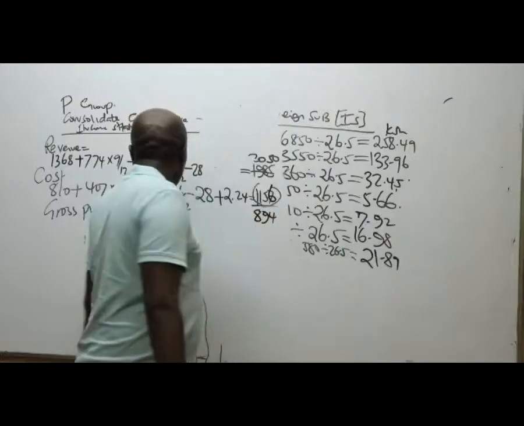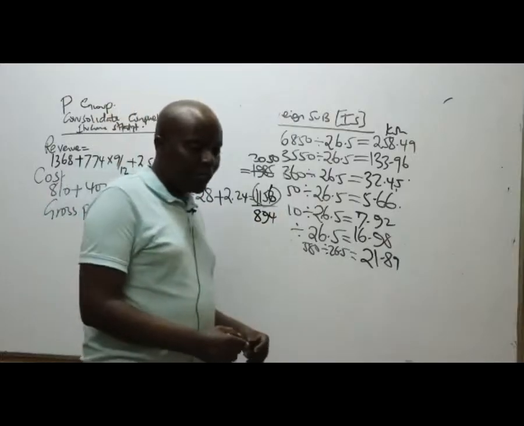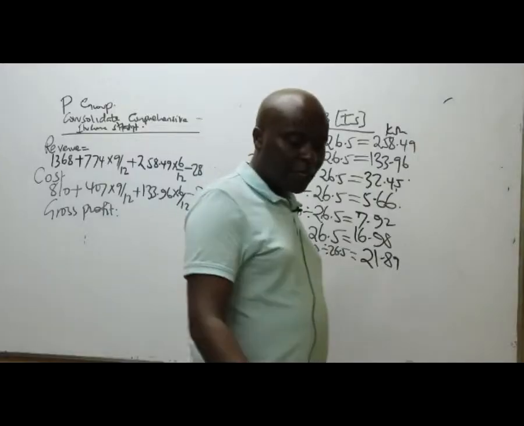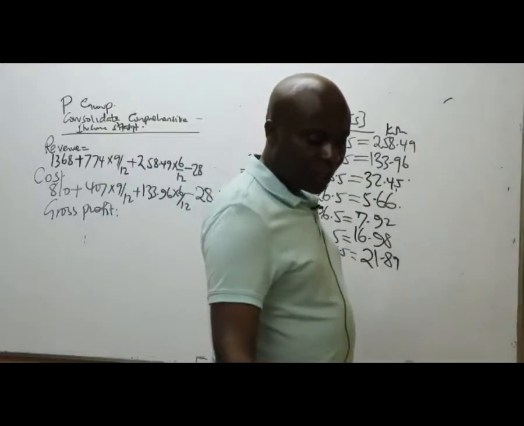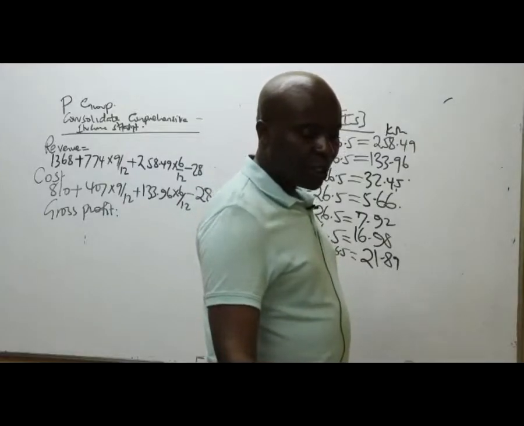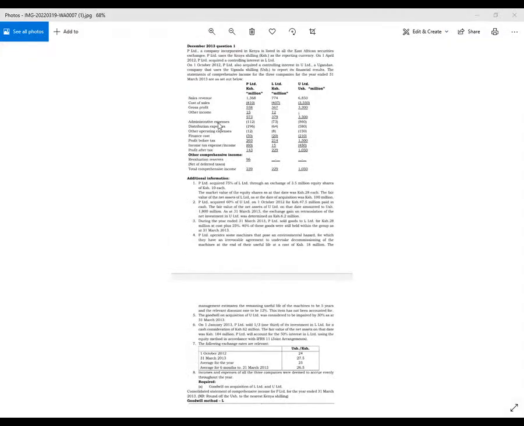Now, ladies and gentlemen, after gross profit, go ahead and subtract the other expenses. So the other expenses, how do they look like? We have here administrative expenses. Admin expenses, what do we have? I can see, ladies and gentlemen, admin expenses.